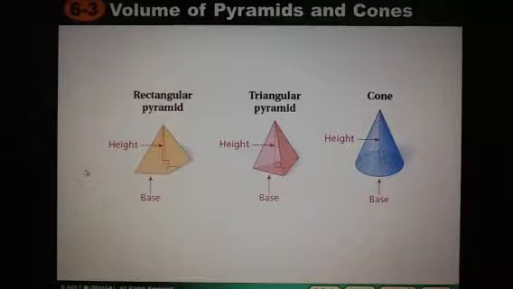You could have a hexagonal pyramid, which means you'd have a hexagon as a base, and it would have 6 faces that are all triangles. A rectangular prism has 4 triangles that are all faces. A triangular prism has 3 faces, which are all triangles.